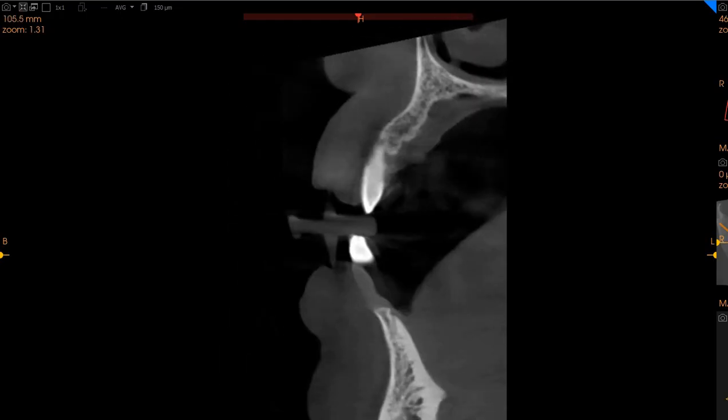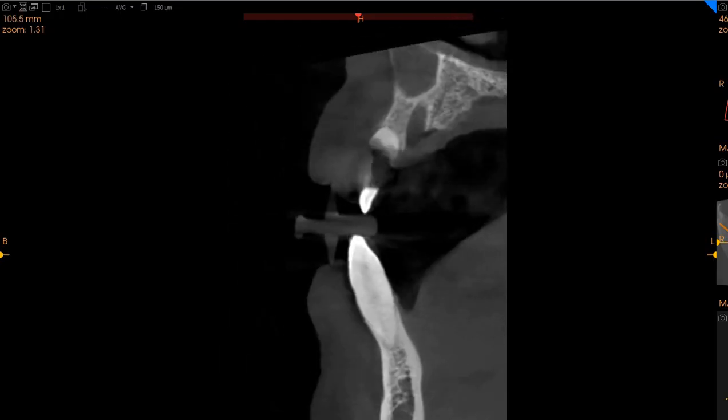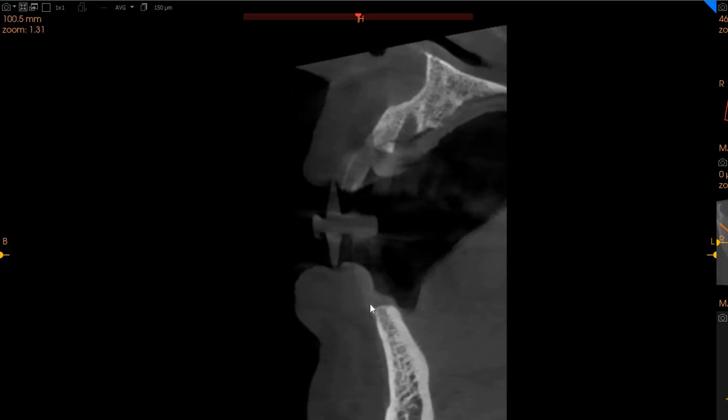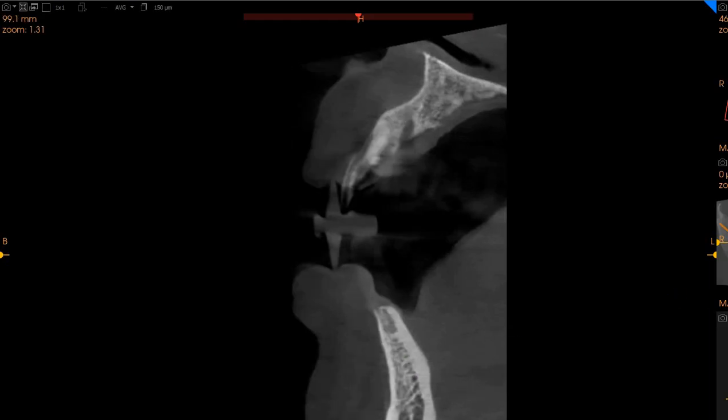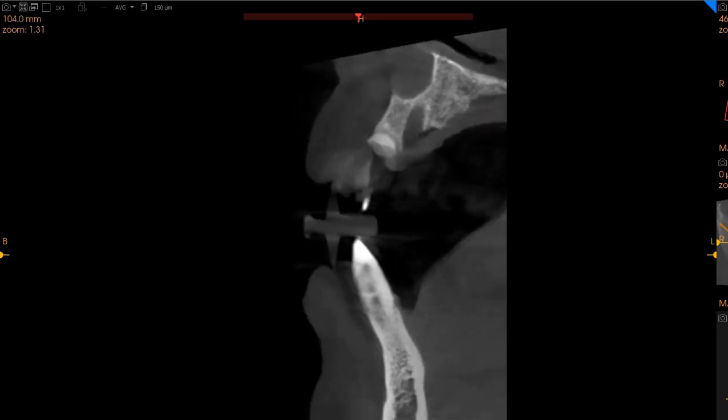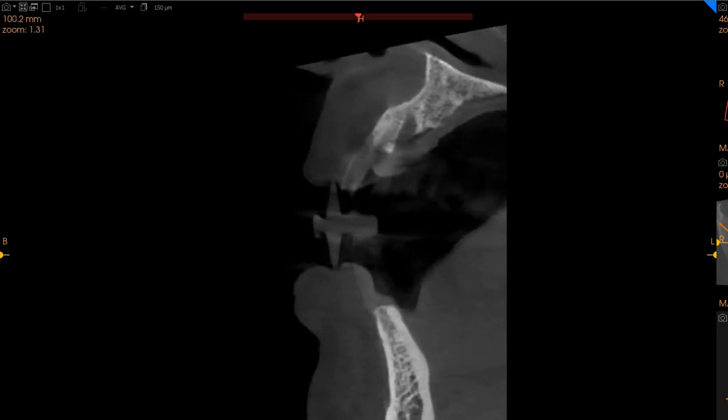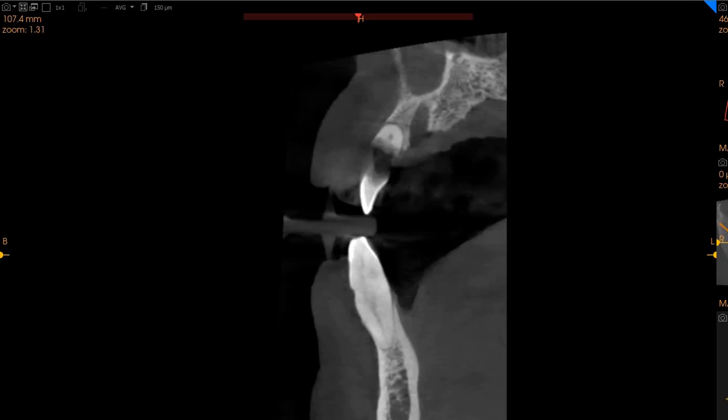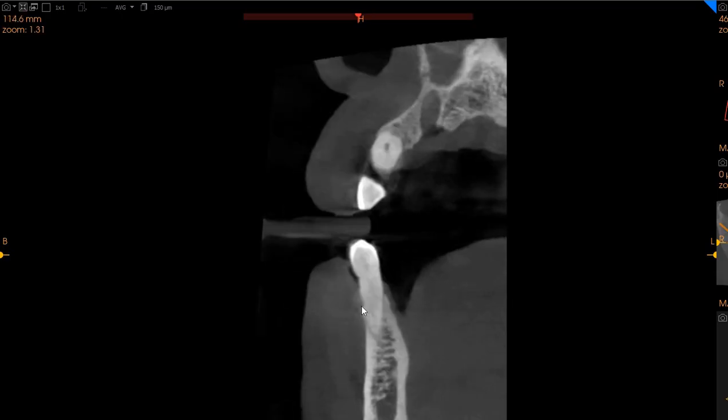In the lower left region, we'll start with the lower left central incisor region. Now this is the central incisor region where we have 4 millimeters of ridge width with 13 millimeters of height. Then moving to the lateral incisor region, as you can very clearly see, a similar bone situation. This is the canine, and then we've got the first premolar.